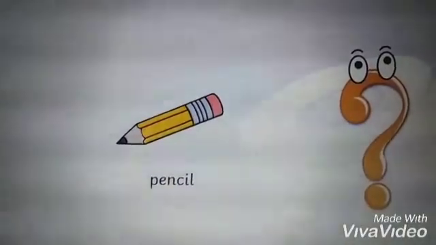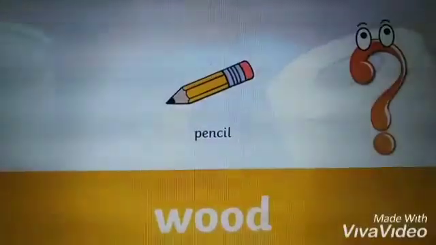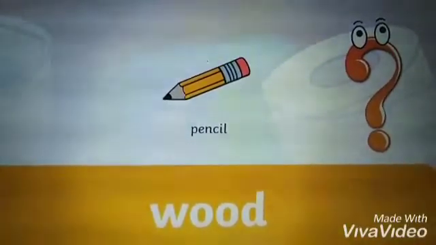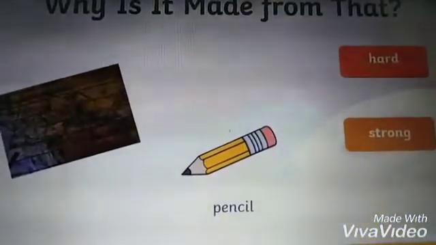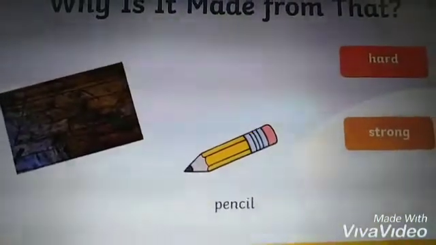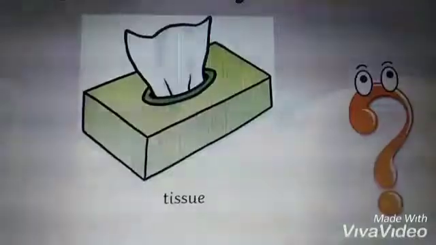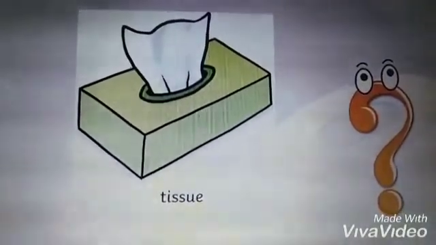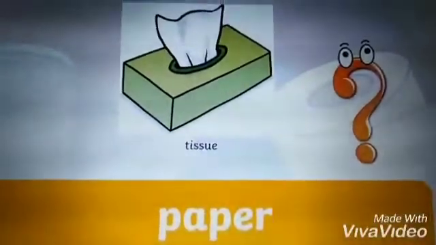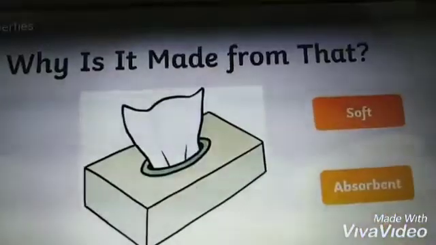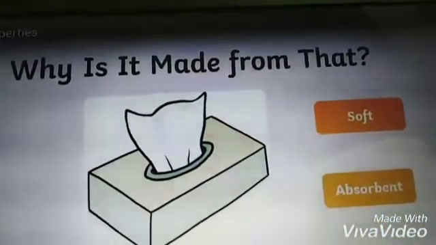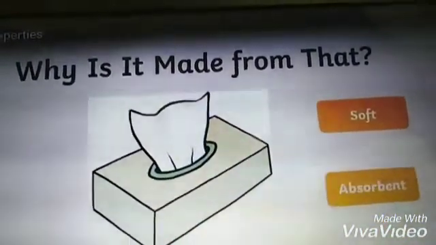Our second object is a pencil. The pencil is made from wood. Wood is hard and strong, which helps us to write easily. Our third object is tissues. Tissues are made from paper. Paper is very soft and can absorb water.